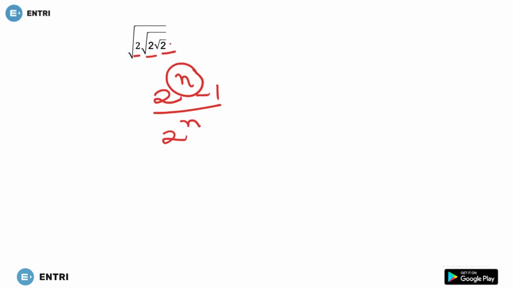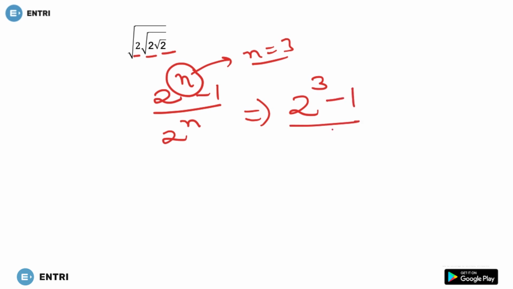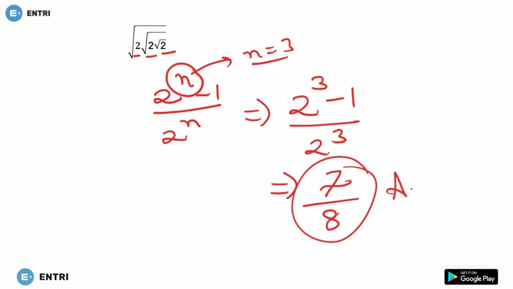Here, what is the total? Here 3 root 2's are there. That means here n's value is going to be 3. So what would be the solution? Its solution is going to be 2's power 3 minus 1 upon 2's power 3. What is that? We clearly know that 2 power 3 is 8 and 8 minus 1 is 7, so 7 upon 8. So this is going to be the correct answer.